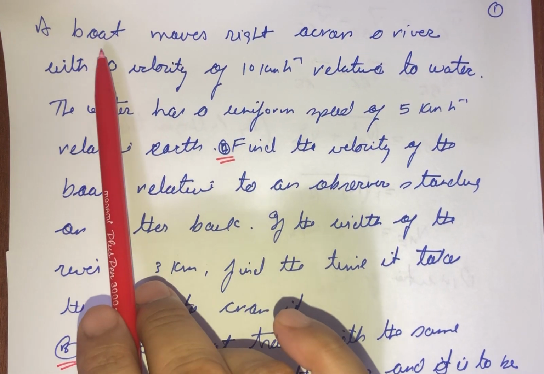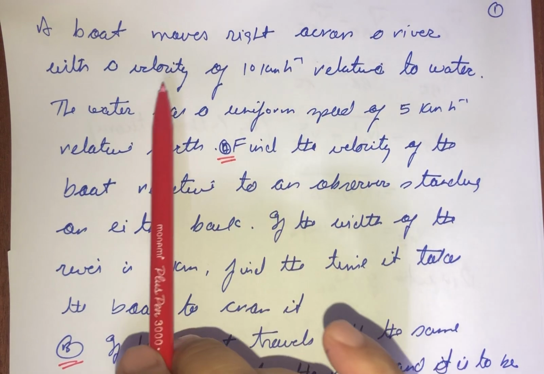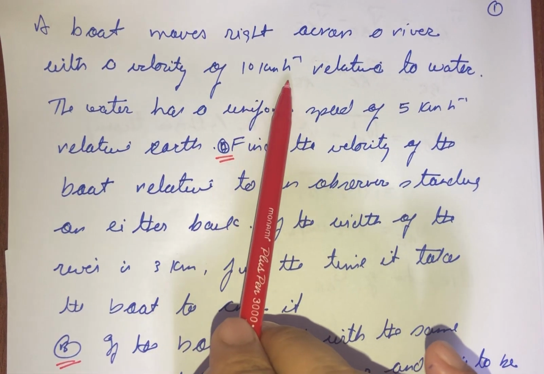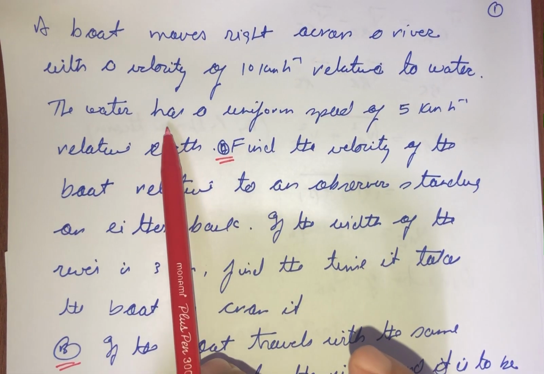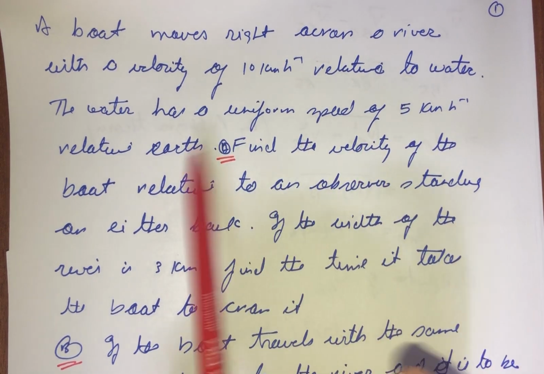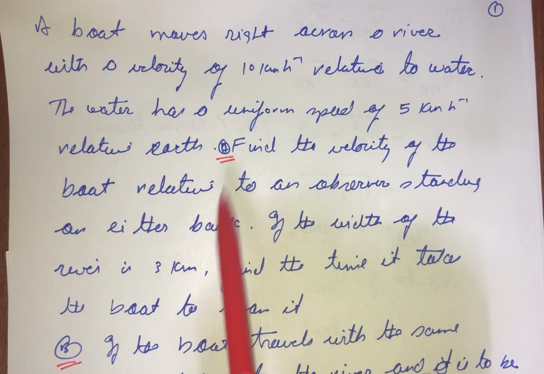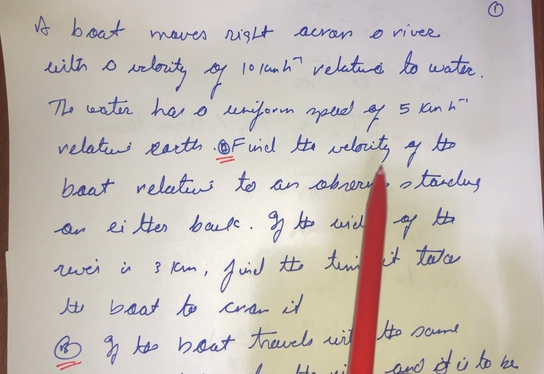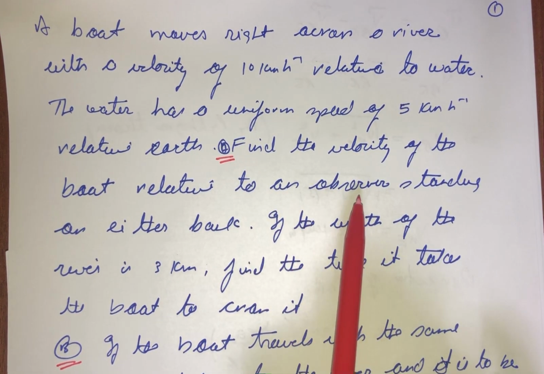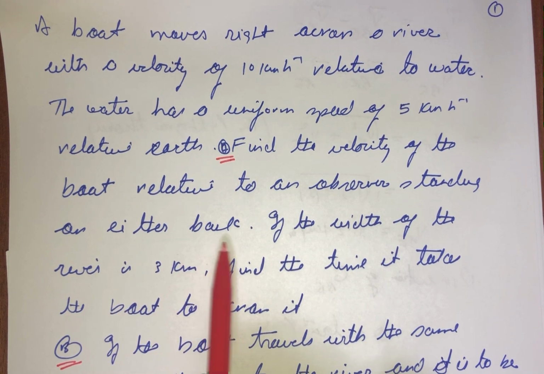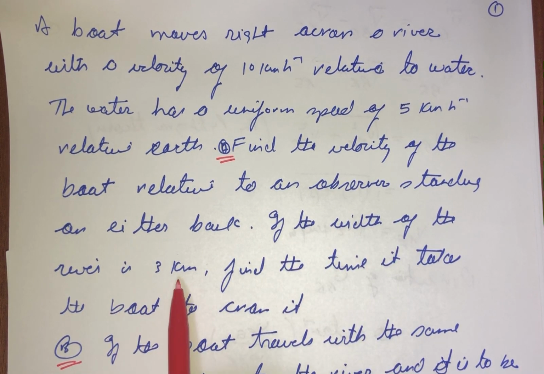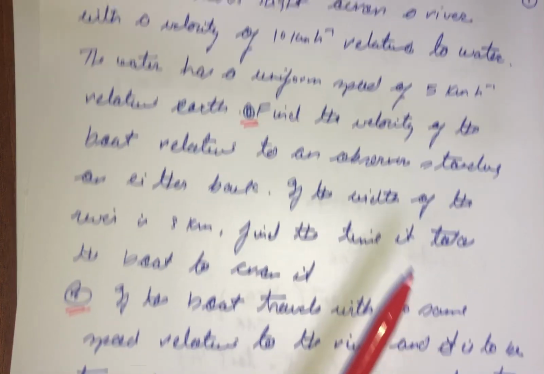So in today's question, a boat moves right across a river with a velocity of 10 km per hour relative to the water. The water has a uniform speed of 5 km per hour relative to the earth. So in this case, we are going to find out two things. In the first part, A, find the velocity of the boat relative to the observer standing on either bank. If the width of the river is 3 km, find the time it takes for the boat to cross it.